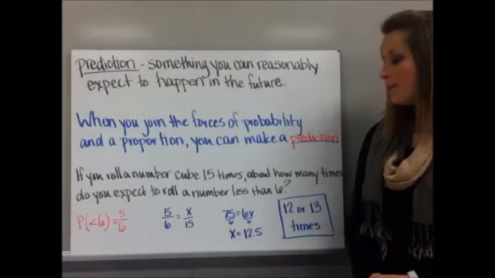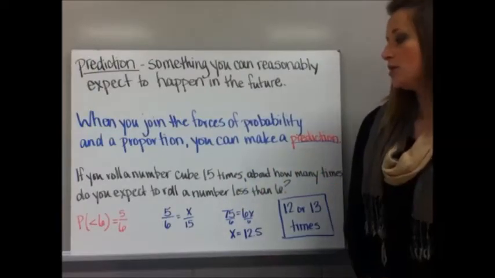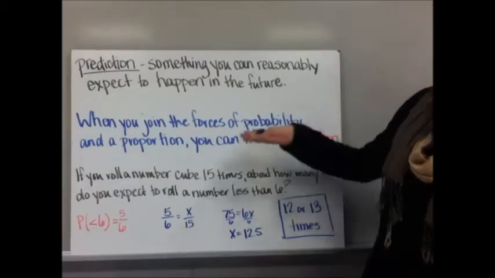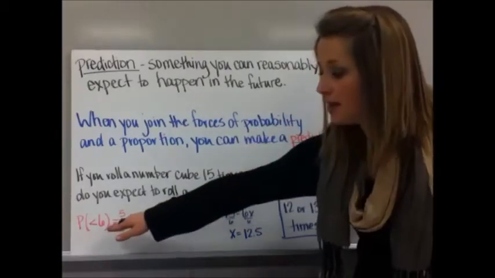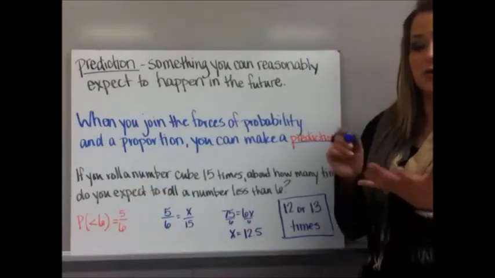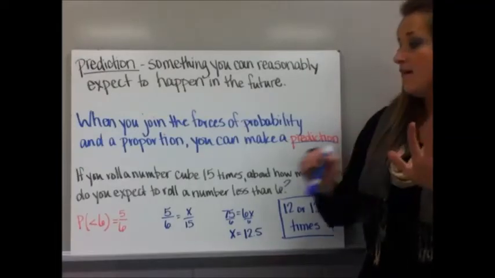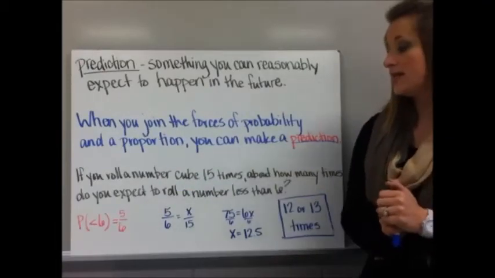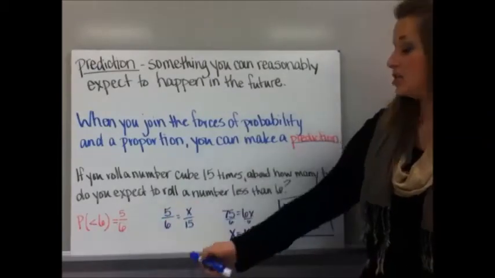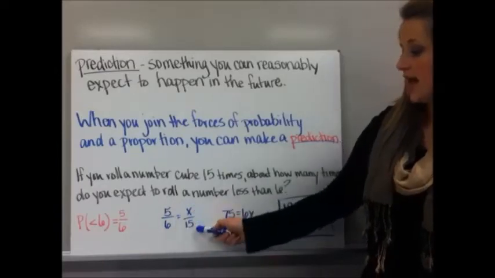If you roll a number cube 15 times, about how many times do you expect to roll a number less than 6? So I can take the probability. The probability of rolling something less than 6 is 5 out of 6, because that means I could roll 1, 2, 3, 4, or 5, and all 5 of those outcomes fit the criteria of a number less than 6. Then I take that prediction and apply it to a proportion. 5 over 6 is equal to x out of 15.